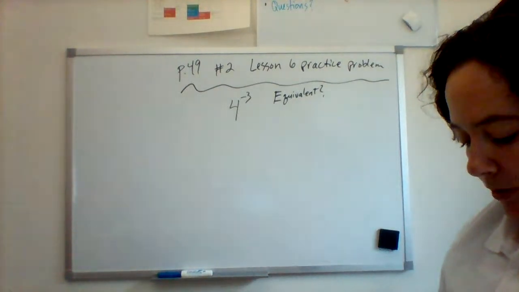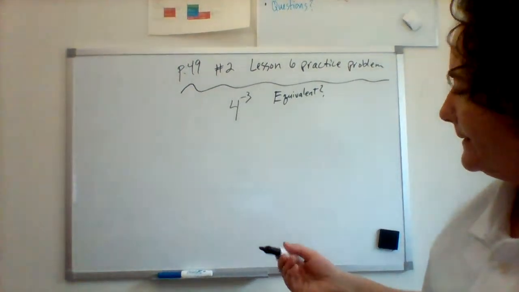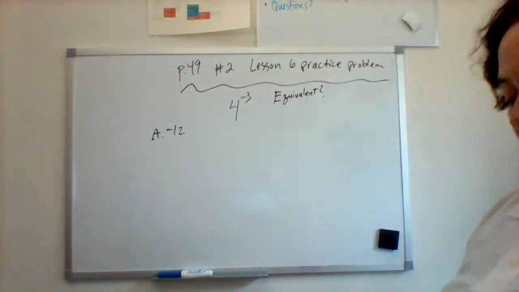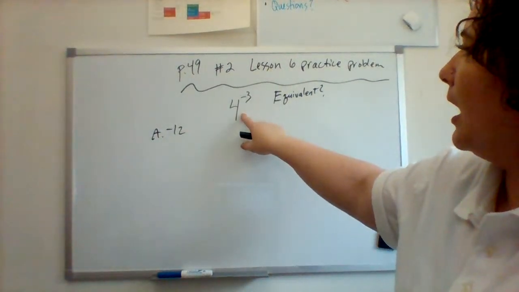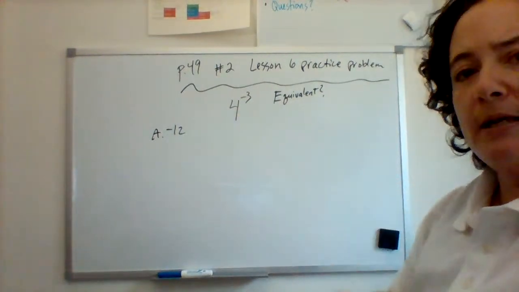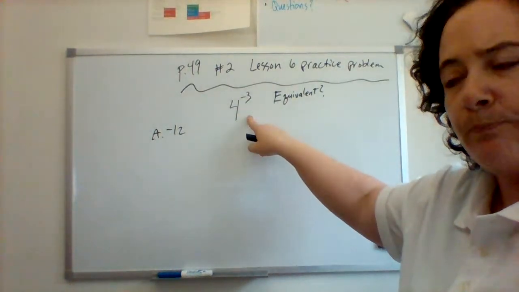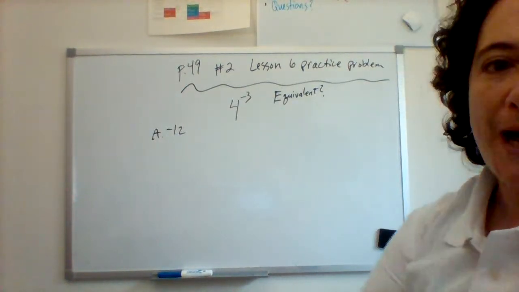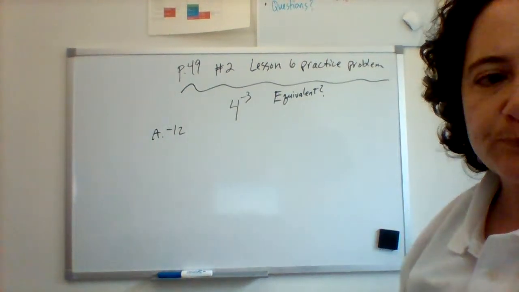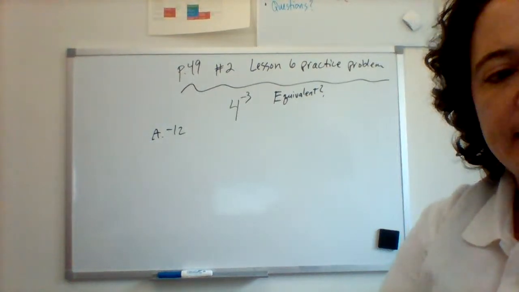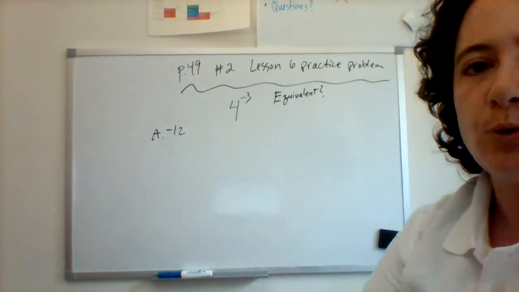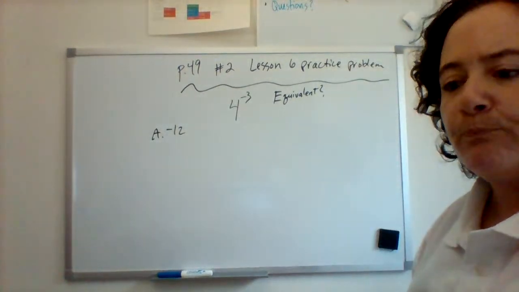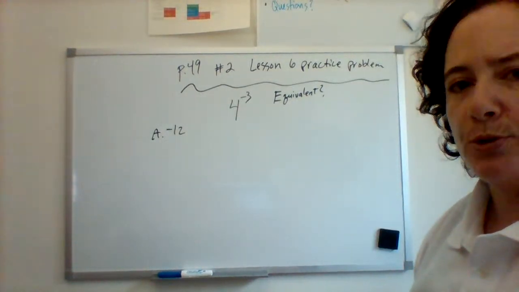For negative 12. Let's test it. Letter A says negative 12. Okay. Well, first of all, if we want to simplify that expression, what do we have to do according to our power rules? And if you noticed, at the bottom of this list, it says with an asterisk that you have to know your power rules. So whenever there's a negative exponent, according to the power rules, what would you do? Do you remember?